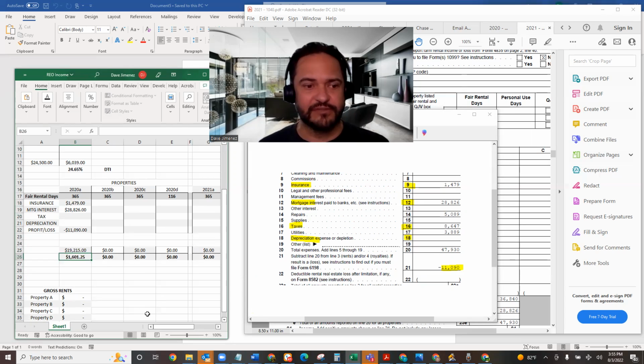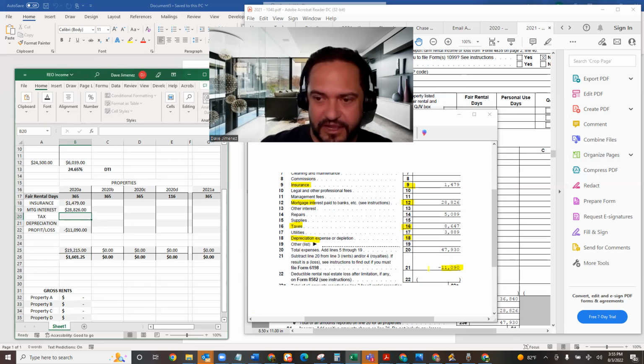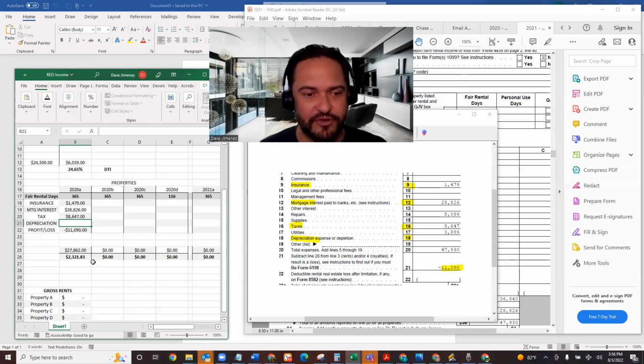This next one divides it by 12. So now you're already 1,601 per month just with that add back alone. We're going to keep adding here, 8,647 in taxes. Now you're at 27,862 in income for the year for that particular property. That's literally 2,300 a month. But we're missing an add back.